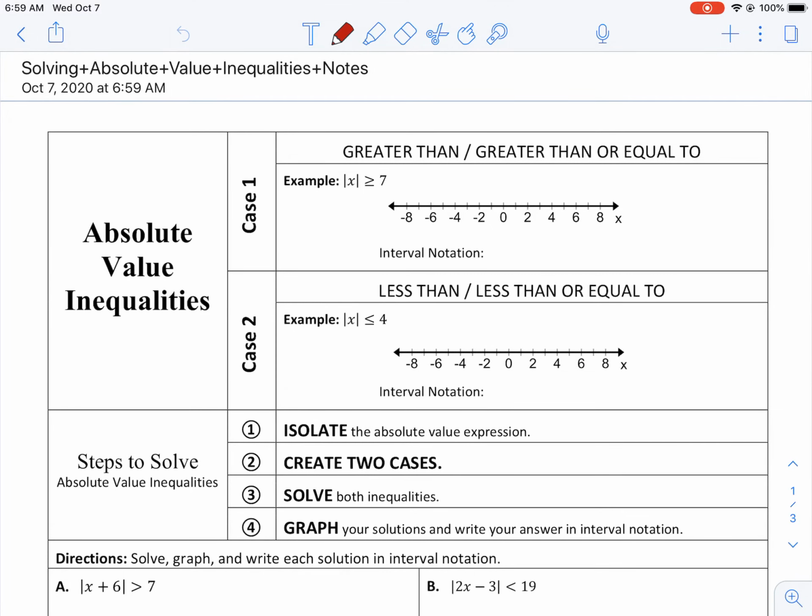Welcome everyone. This is going to be notes for solving absolute value inequalities now, okay?